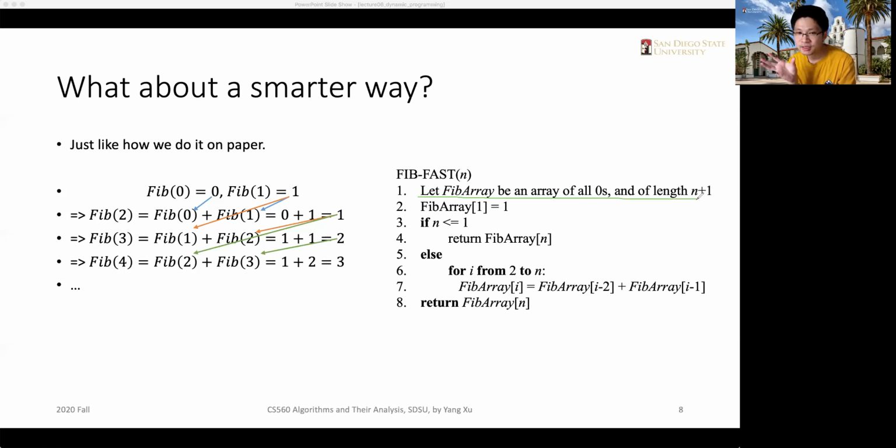This array will be used to store the solutions to all the numbers, okay? And we let the element in the array at index 1 be 1, okay? As long as the input n is 0 or 1, then it just returns what's in that array, okay? Because it's already known.